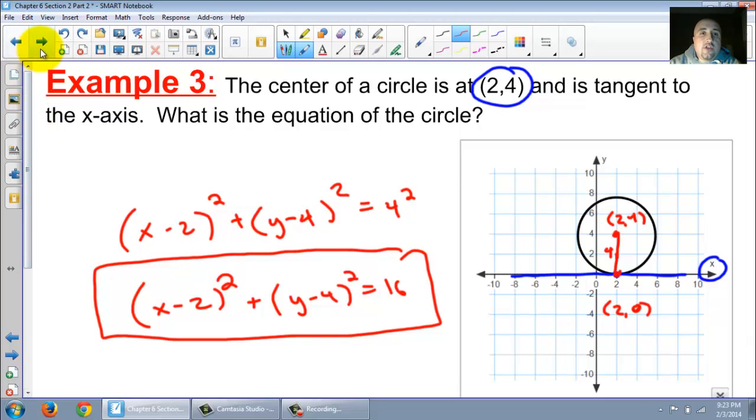Okay, so this just gives us another day to look at more circle equations, a little bit of a general idea of what we're looking for here. Hopefully this equation is pretty easy for you.